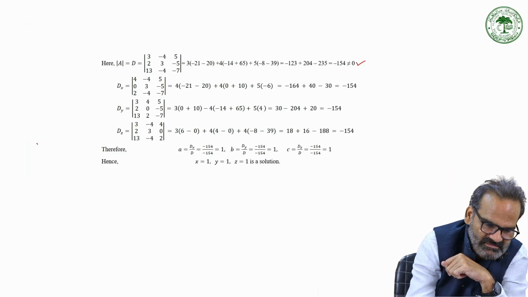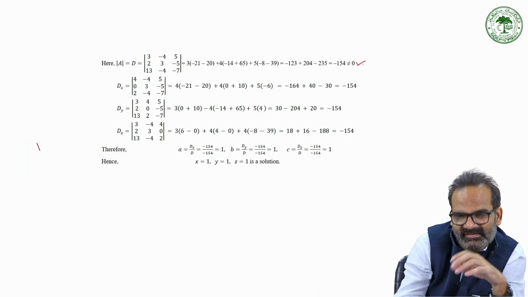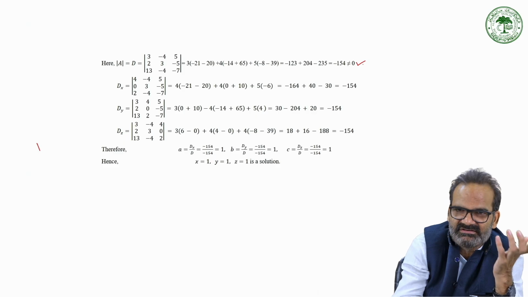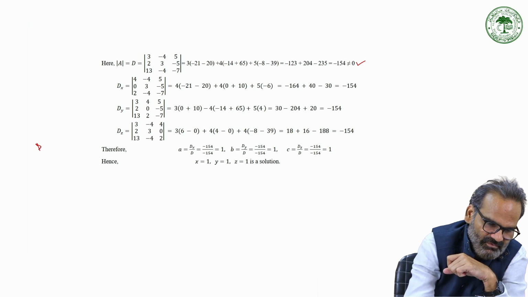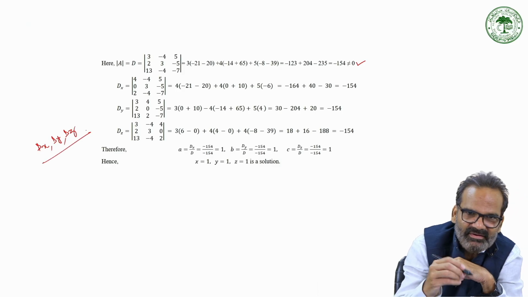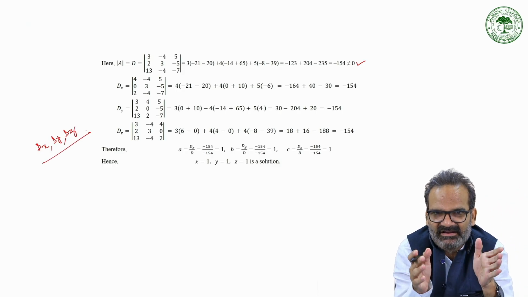Now we find that this is not equal to 0, and naturally if this is not equal to 0, it shows that the system of non-homogeneous equations will have a unique solution. Now find dx, dy and dz. How we calculate dx, dy, dz, I have explained many times.